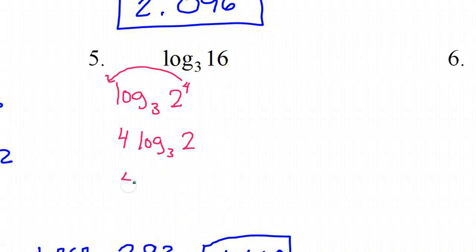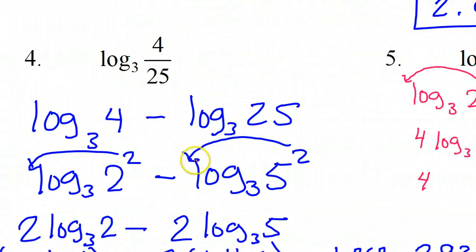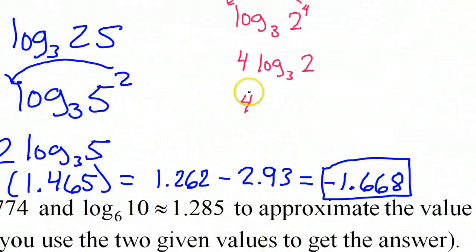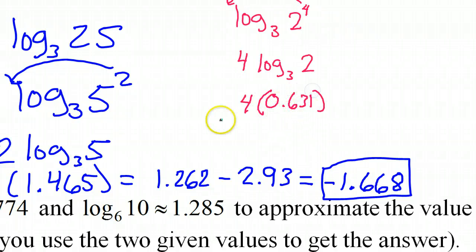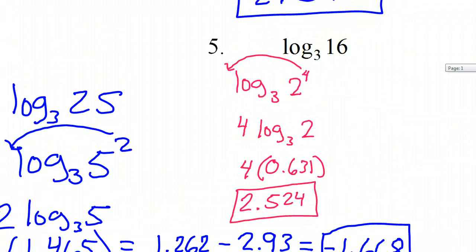And this is one of the ones that they gave us. Log base 3 of 2, that was the 0.631 apparently. In a four-function calculator, we get 2.524. By the way, don't round these. So that is going to be the answer to number 5.